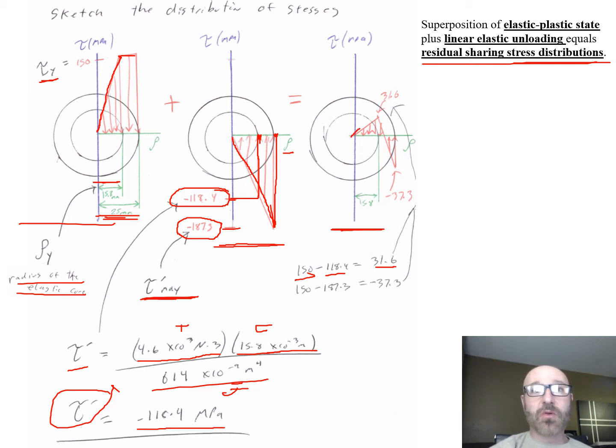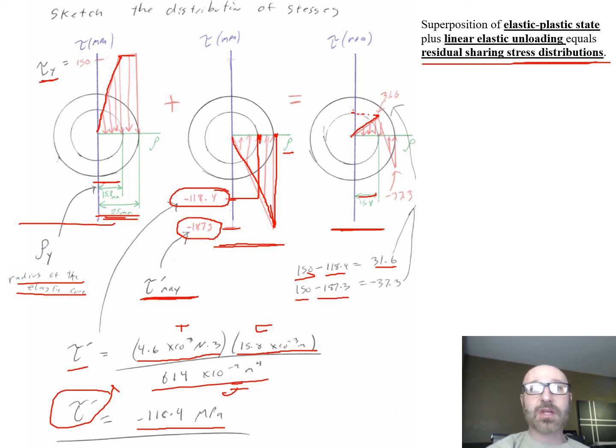So if we go up there, when we're at our value of 15.8, that radius of the elastic core, we end up over here on our graph, if we come over to tau, with a value of 31.6. Then we say 150 minus our 187.3.